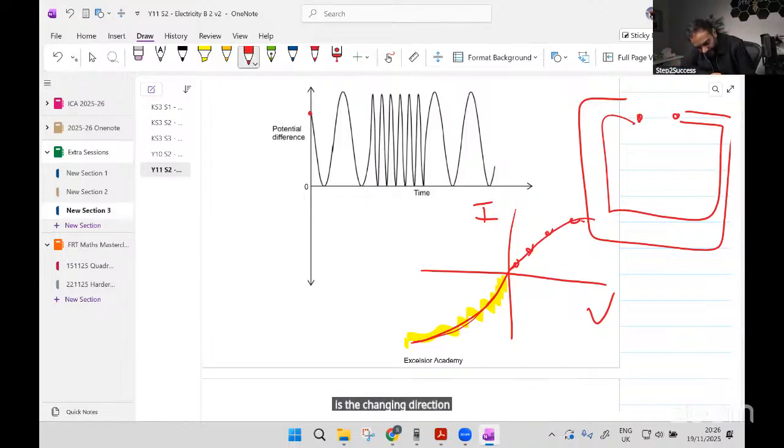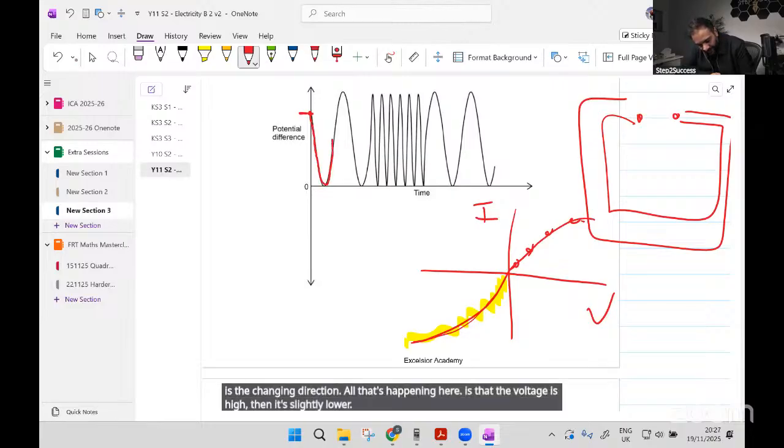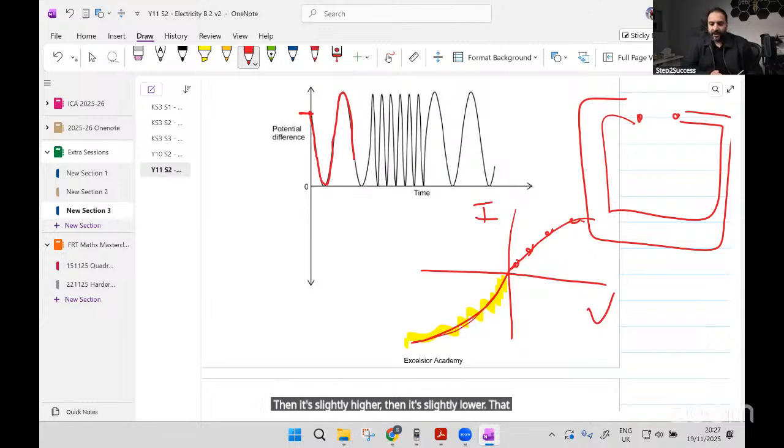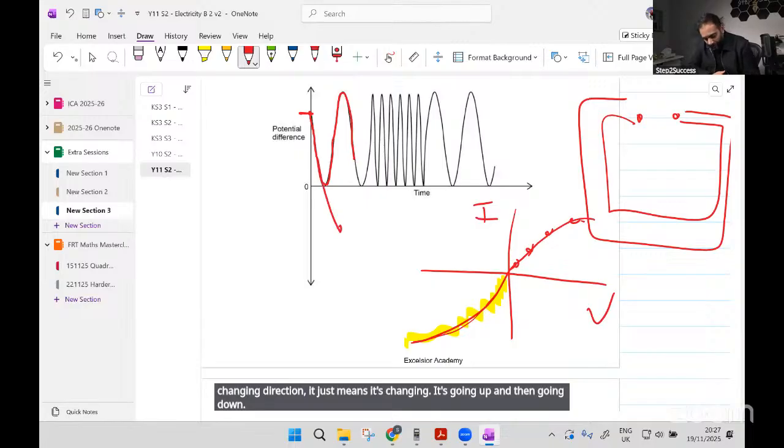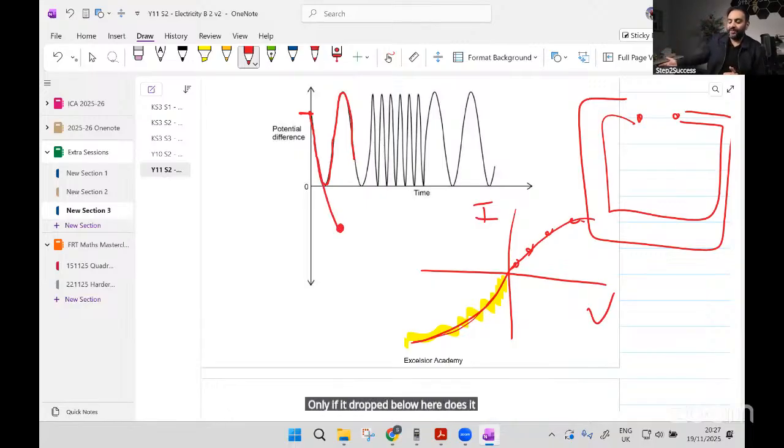All that's happening here is that the voltage is high, then it's slightly lower, then it's slightly higher, then it's slightly lower. That doesn't mean it's changing direction. It just means it's changing. It's going up and then going down. Only if it dropped below here does it show a change of direction.